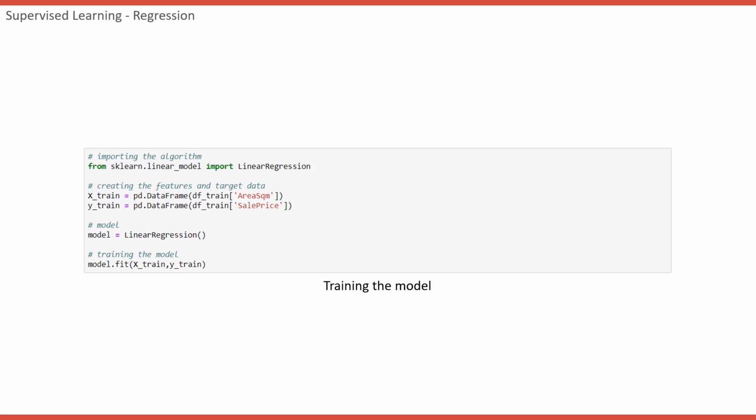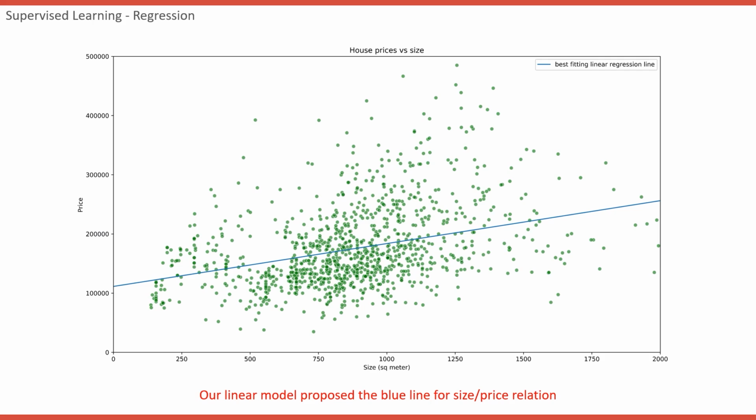Using the training data, we train our linear regression model. As you can see, it can be done with just 3 lines of code. After the training, our model proposes the blue line, showing the relation between the size and the price of the houses.